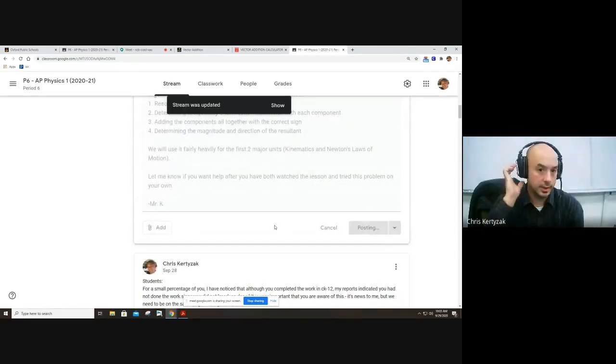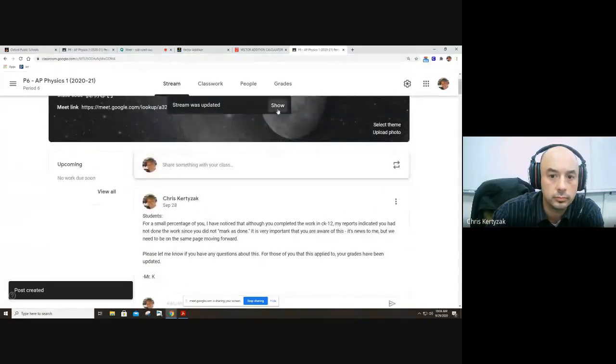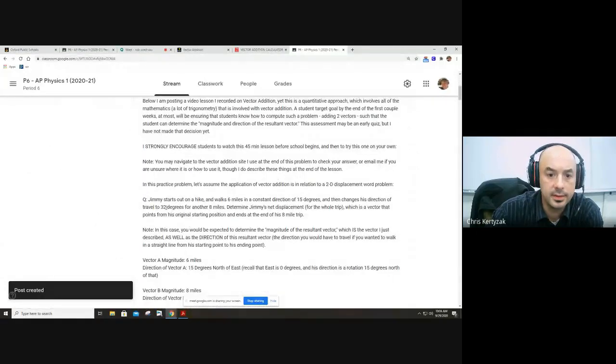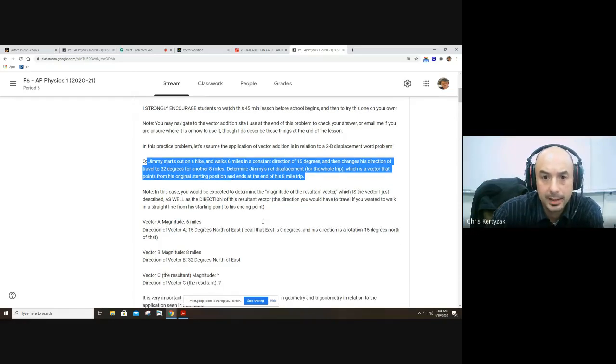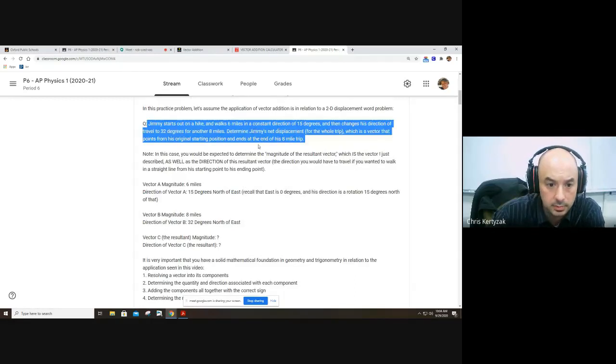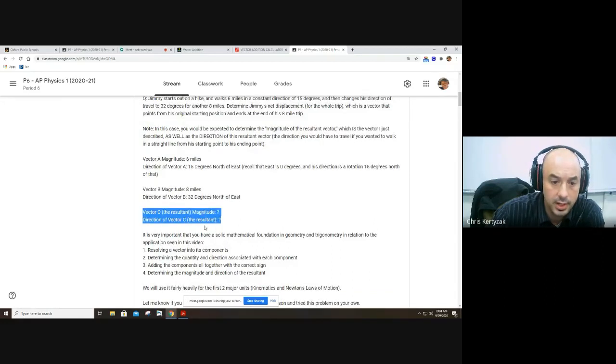So that's your homework. It's very much similar to what we just did. It gives a word problem like this. Jimmy starts out on a hike, walks 6 miles, and so forth. It gives the direction of the first displacement and a distance and direction of the second displacement, 8 miles at 32 degrees. Determine Jimmy's net displacement, which is a vector that points from his original starting position and ends at the end of this 8-mile trip. That would really be in magnitude. It should say determine the magnitude of the net displacement. And then you're also going to, as it's showing here, try to determine the direction and the length.